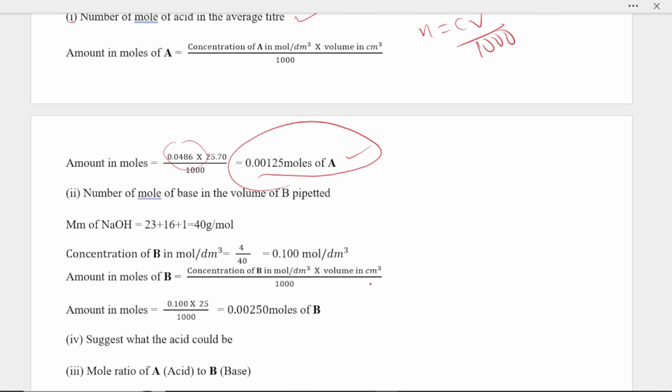A serves as acid. Let's calculate the number of moles of base now in the volume pipetted, which is 25 cm3. So, of course, we are going to calculate our mole because we are not giving mole. But we are giving 4 gram. So, 4 gram divided by 4 give us 0.0100 mole per DMQ. This is our CB now. We are going to be using it to calculate 0.100 times 25 divided by 1000 will give us 0.0025 moles of B. This is our moles of B.